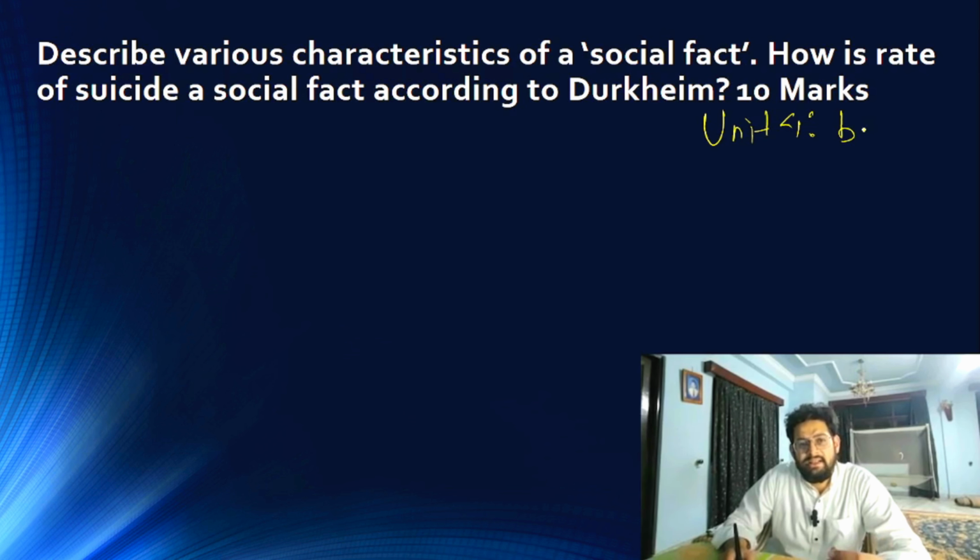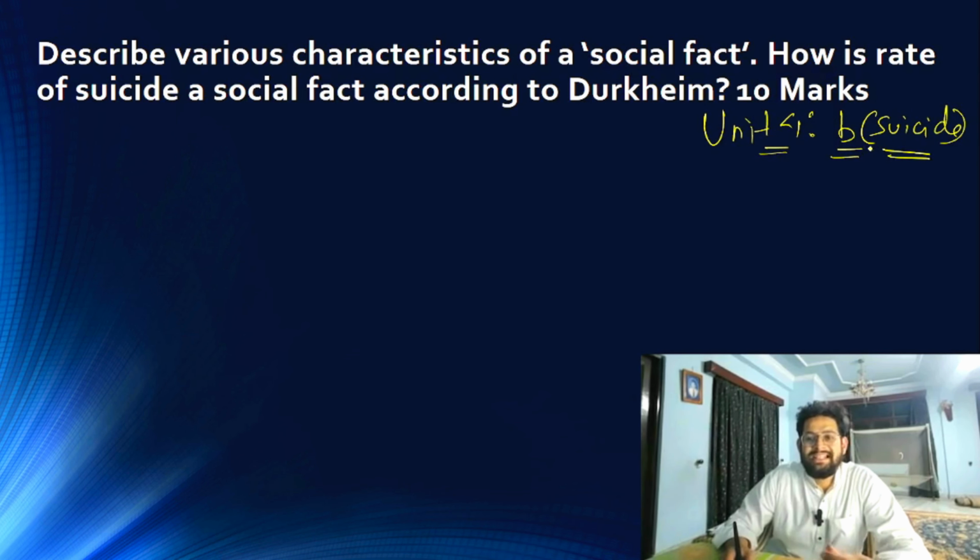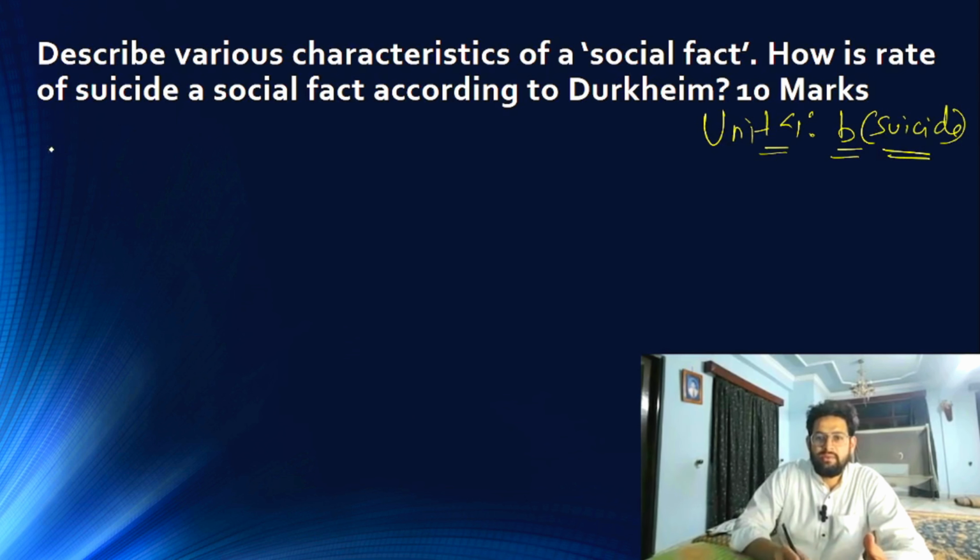In that, the second topic is about the suicide. So this question is coming from sociological thinkers, unit 4. The second B thinker, that is Emile Durkheim. In that, we are having 4 topics, and we have a question from suicide. Describe the various characteristic of the word suicide.